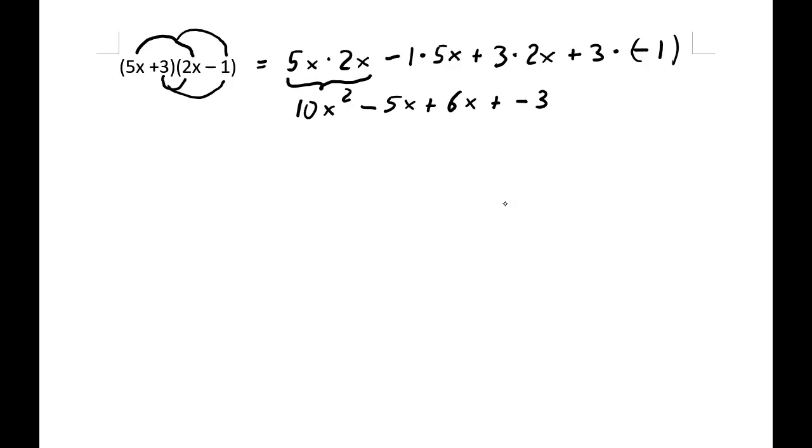And we can simplify that even more. So we've got 10x squared minus 5x plus 6x. This gives us plus 1x. So plus 6x minus 5x gives us x, minus 3. So here we've got 10x squared plus x minus 3, and that would be the expansion of this set of two factors.